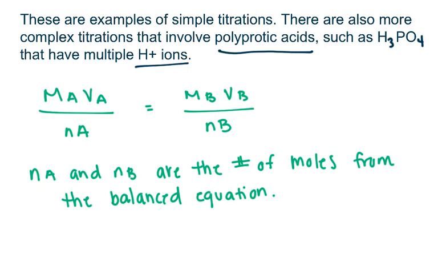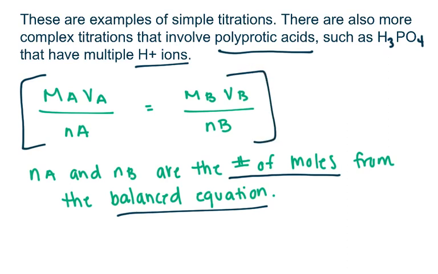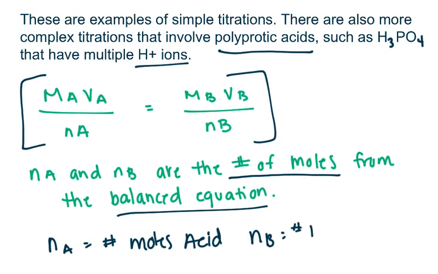The formula for this is a little bit similar to a simple titration. The only difference is now we're taking into account the number of moles from the balanced equation. That's why on those other two problems, I wrote out the equation. When we write out that equation, we're able to see how many moles of acid and base were used based on the reaction that was occurring. So the only difference with the formula is we are including our moles, and those are Na and Nb. N equals the number of moles, so Na is the number of moles of acid, and Nb is the number of moles of base.